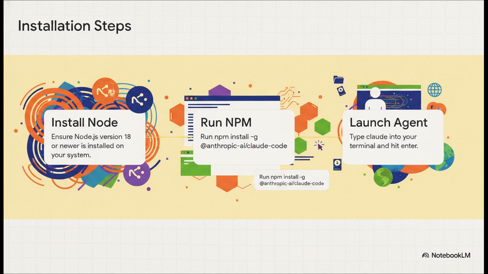You're just going to run npm install -g @anthropic-ai/claude-code. And hey, that -g flag, it's absolutely crucial. It stands for global, meaning we don't just want Claude sitting in a single project folder. We want this agent available anywhere on your hard drive. Once those packages finish downloading, Step 3 is literally just typing claude into your terminal and hitting enter.